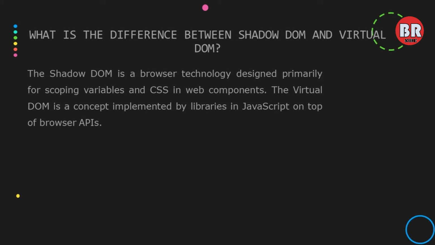What is the difference between shadow DOM and virtual DOM? The shadow DOM is a browser technology designed primarily for scoping variables and CSS in web components. The virtual DOM is a concept implemented by libraries in JavaScript on top of browser APIs.